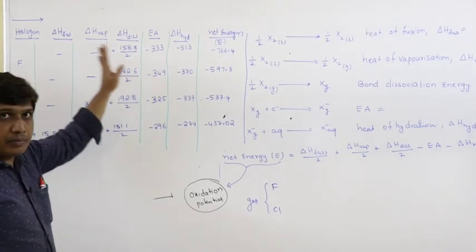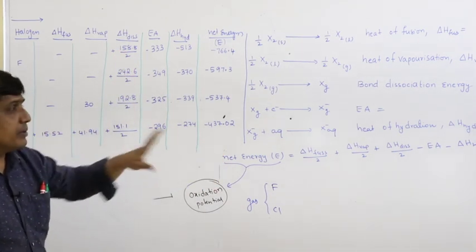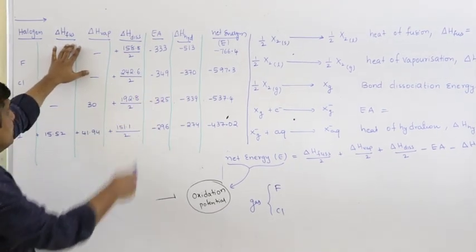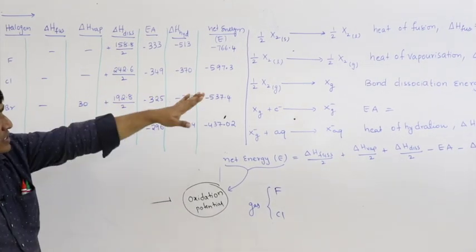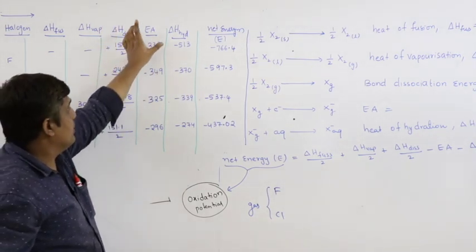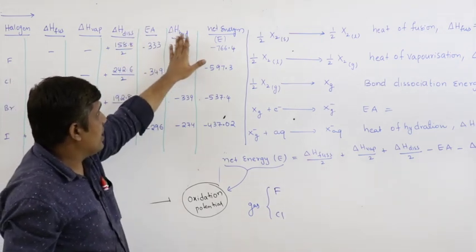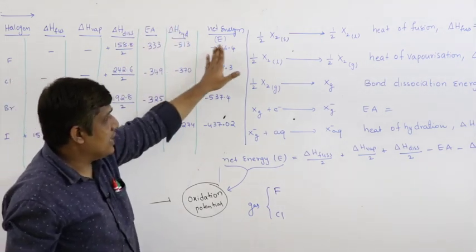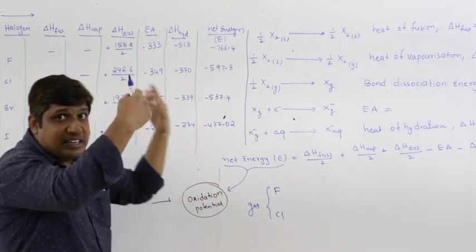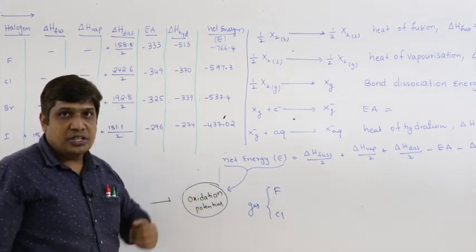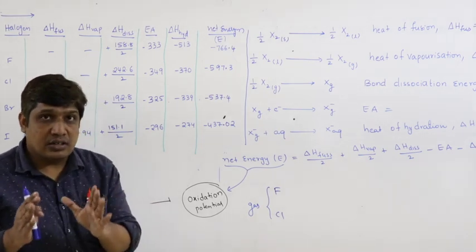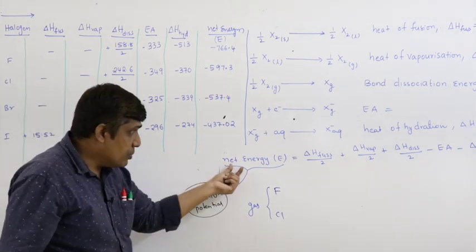Now this is the table of experimental values for all these processes. First one, halogen; delta H fusion, that is the first step; delta H vaporization values for the second step; delta H dissociation for the third step; electron affinity for the fourth step; heat of hydration values for the fifth step; net energy, the overall energy, which is the direct measure of oxidation potential. So the more energy released, the higher the oxidation potential, the stronger the oxidizing power of the element, or the stronger the oxidizing agent. So more energy, it should be more negative.